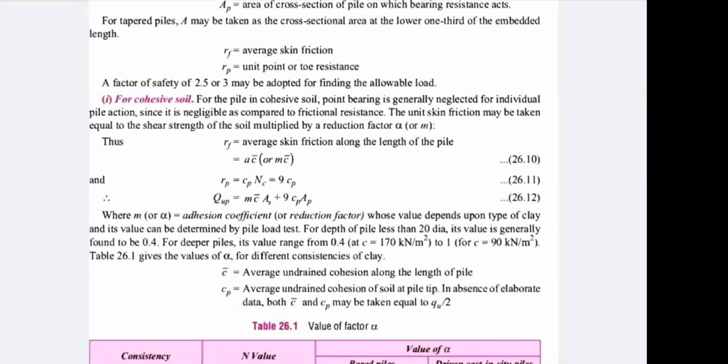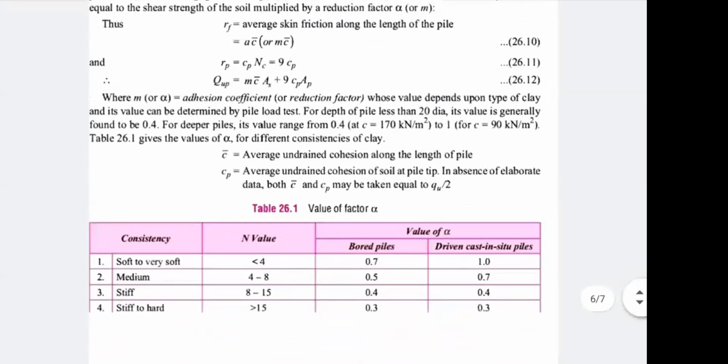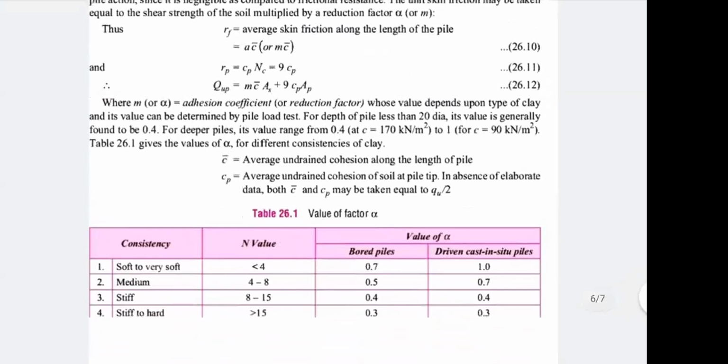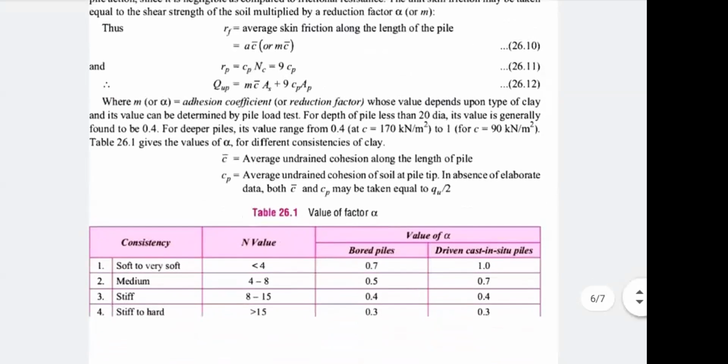How will the 9 come? We will see it in Terzaghi's formula, N into CP. What is the value of N? If you have medium to stiff clay, you need to use the value of N as 8 to 15. Hence RP is equal to 9 into CP. You can take 9, 10, or 11; it should be in between 8 to 15.